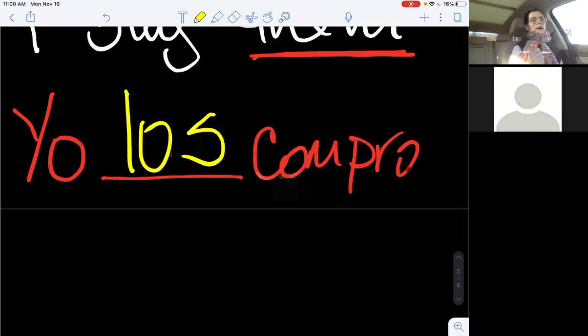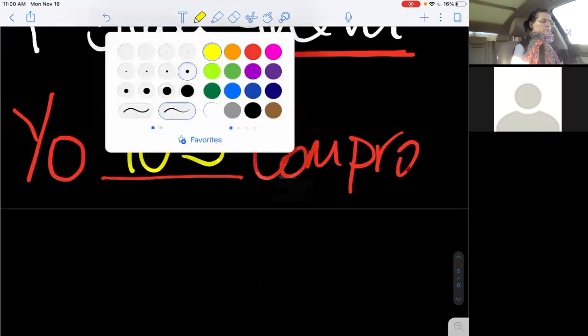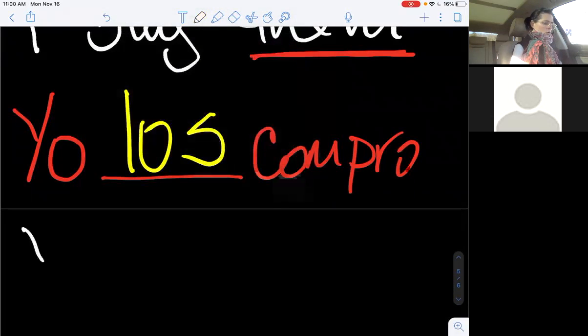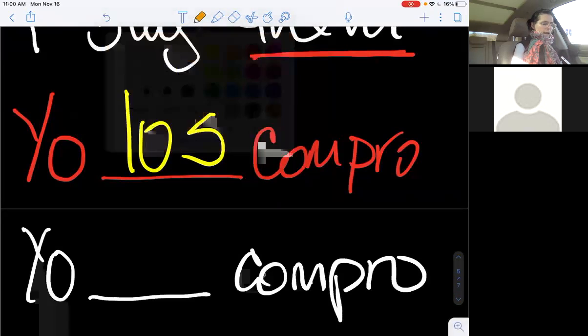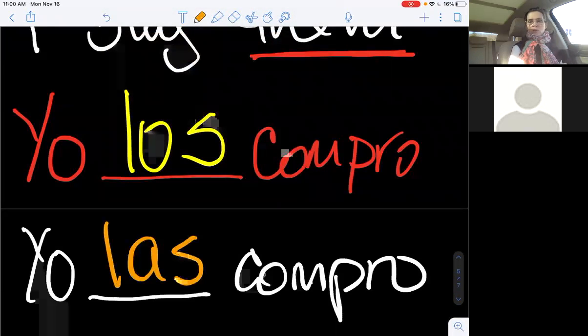If you were going to buy bananas, las bananas, right? So that would be feminine. So yo, and then you have compro, and that's where you have las, because it's bananas. Yo las compro.